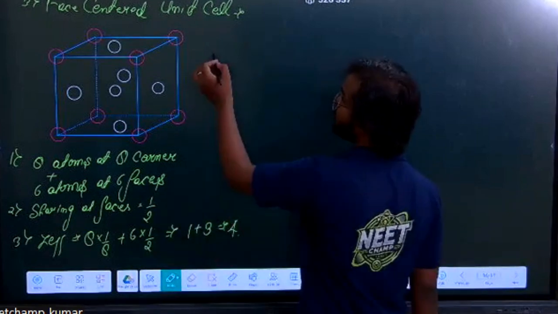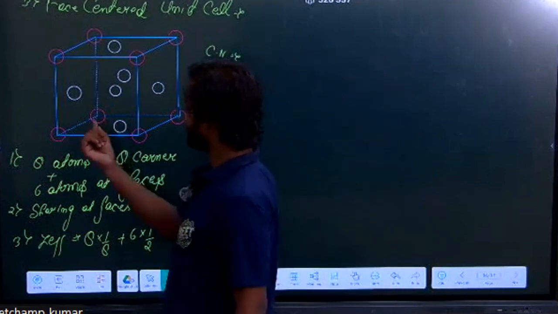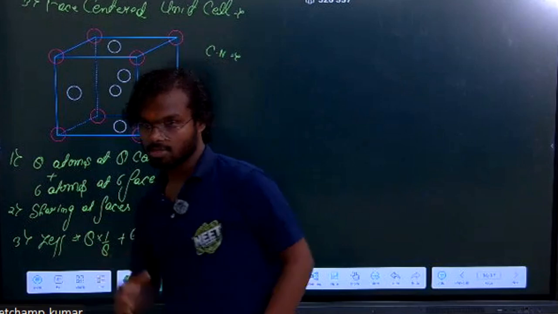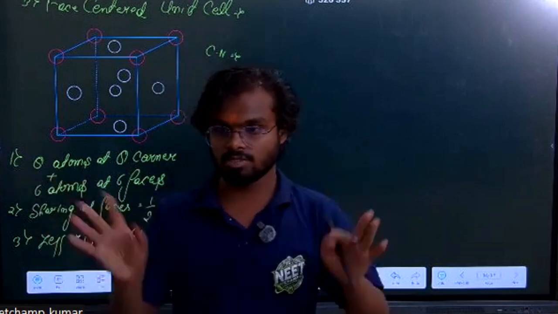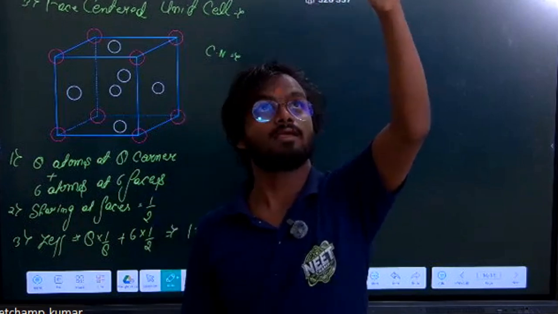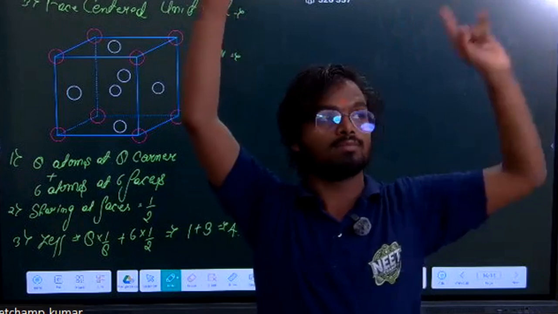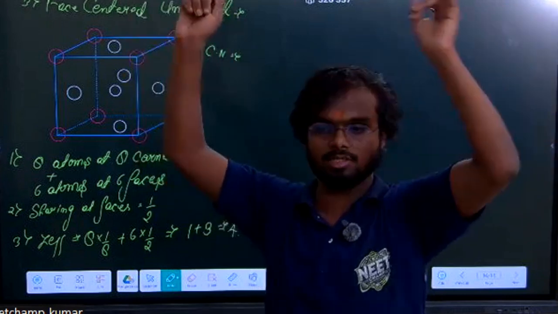Now second thing is coordination number. See, if you see, this atom is touching this atom, this atom, this atom, this atom. So suppose this is my room. Try to imagine it. Suppose there is one atom at the ceiling, at my top. This atom is touching that corner atom, that corner atom, that corner atom, that corner atom. So 4 atoms are touching this.